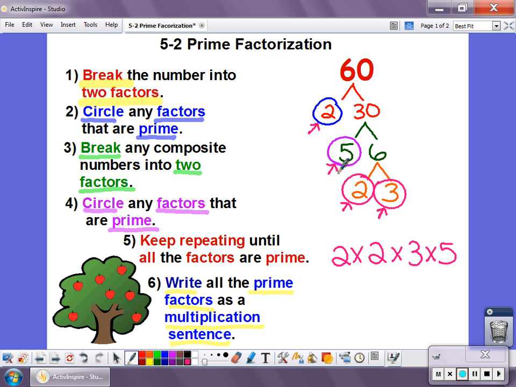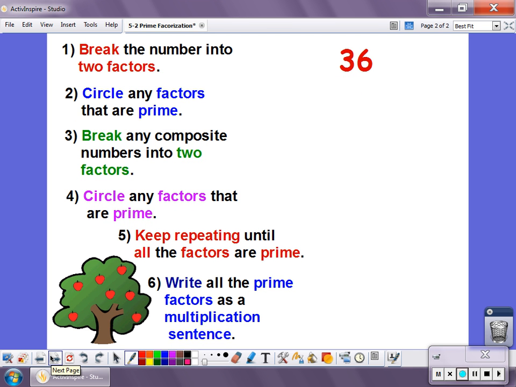Let's try one more. Okay, 36. Now as I said, there are lots of different ways to break apart some numbers. 36 could be broken apart into 2 and 18. It could be 3 and 12. I'm going to break it apart using 4 and 9 because those are two numbers that I know very well. They're basic facts to me. 4 times 9 is 36. But neither of these numbers is prime, so I'm not going to circle anything just yet.